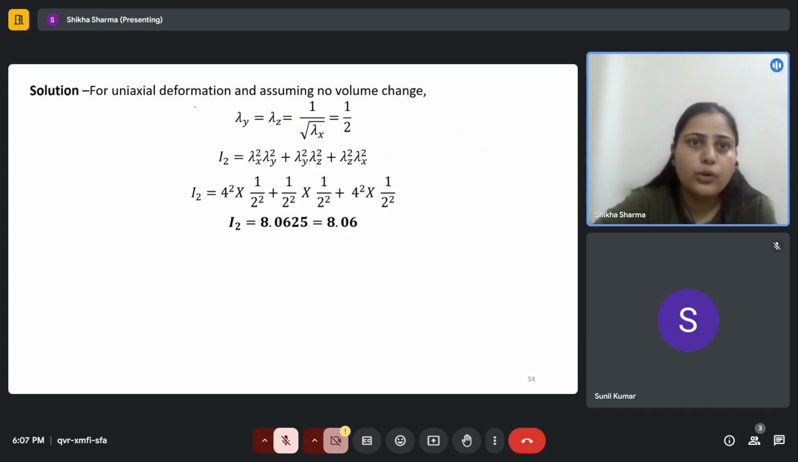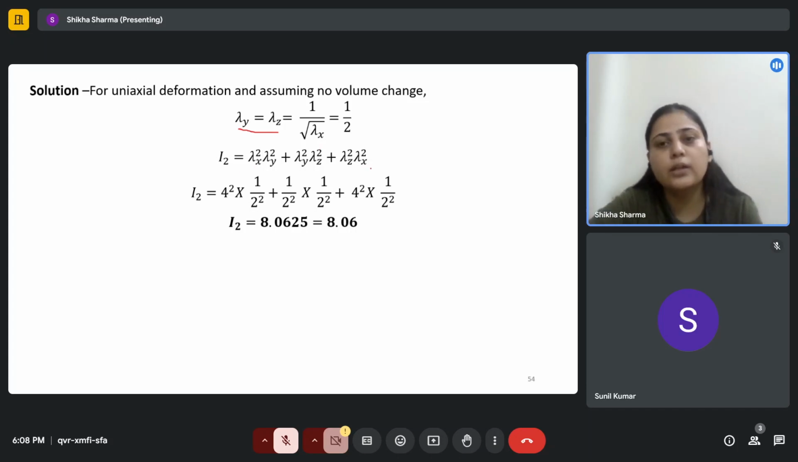So for uniaxial deformation, and we are assuming that there is no change in the volume, the deformation in the y direction and z direction will be equal, and it will be equal to 1 upon under root of the deformation in the x direction, which is 1 upon under root 4, which is nothing but 1 upon 2. So I2 equals, which is given in the question, this equation: the deformation in the x direction square multiplied by the deformation in the y direction square, plus the deformation in the y direction square multiplied by the deformation in the z direction square, plus the deformation in the z direction square multiplied by the deformation in the x direction square.